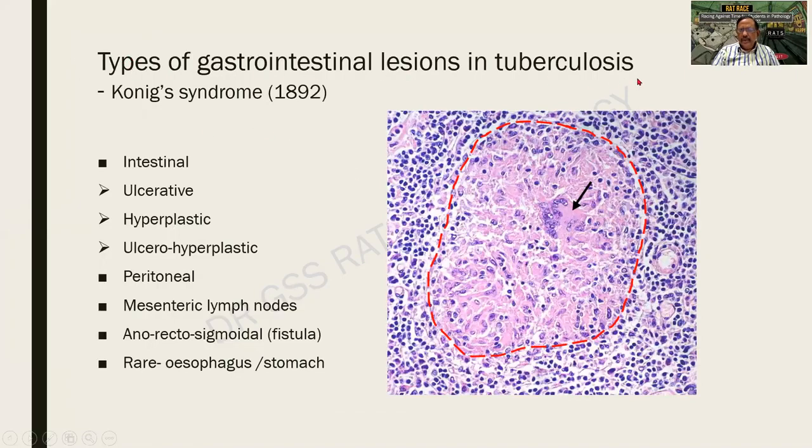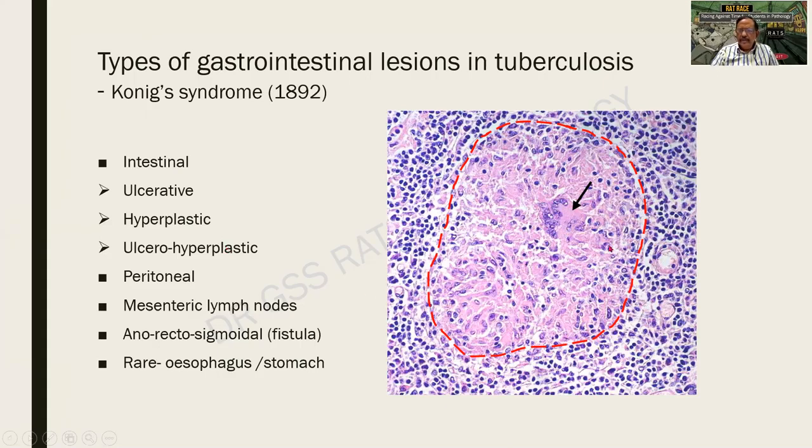What are all the gastrointestinal lesions in tuberculosis? Intestinal, in which there can be ulcerative, we had seen that. There is one variant called hyperplastic, I'll show you the picture. And the third one is a combination of both, which is called ulcerohyperplastic.